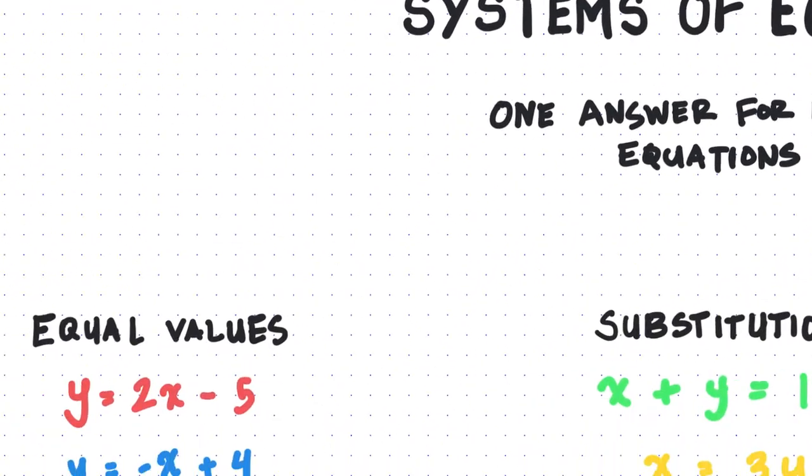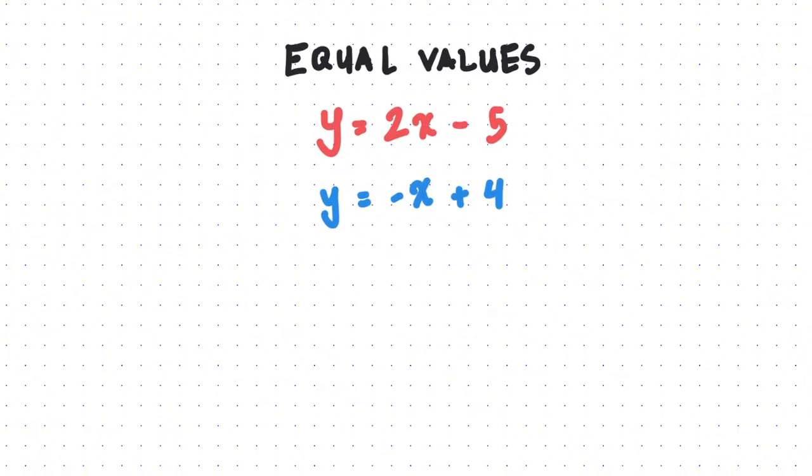The first strategy we're going to use is called the equal values method. The equal values method is used when we have 2 equations that are equal to the same variable. In this case, we have the equation y equals 2x minus 5, and the other equation y equals negative x plus 4. Because both of these equations have a y equals format, we can use this strategy. This strategy involves setting the 2 other halves of these 2 equations equal to each other.